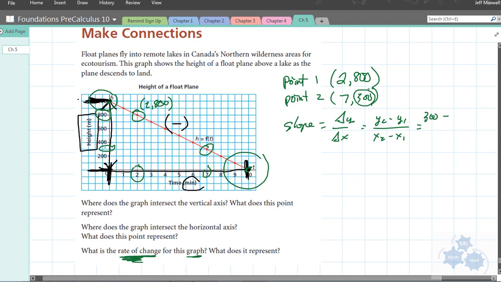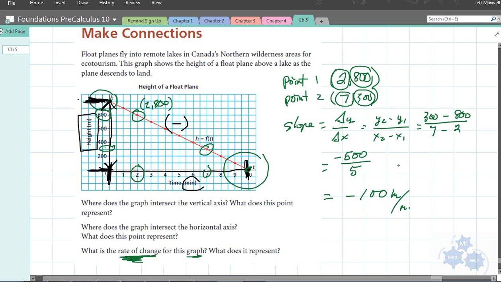300. What's y1? 800. What is x2? 7 minus x1, 2. So what does that give us? What's 300 minus 800? Negative 500. Good. What's 7 minus 2? Positive 5. When simplified, this is negative 100 meters per minute.